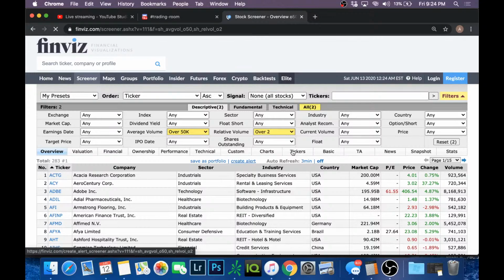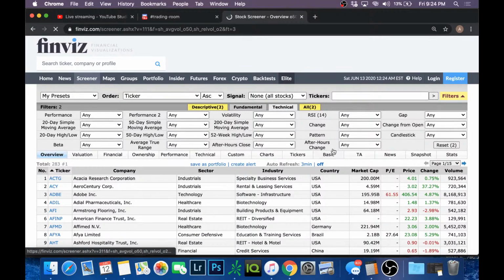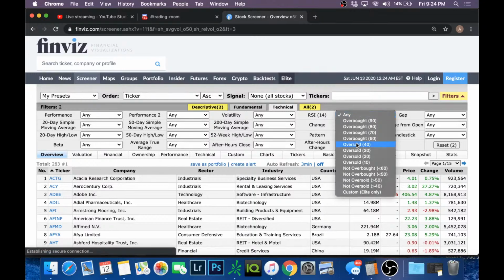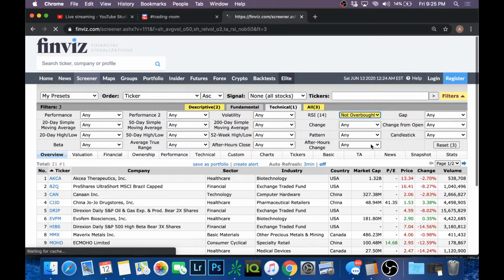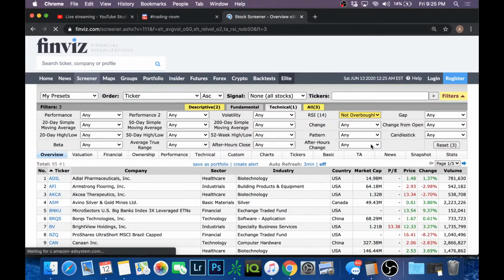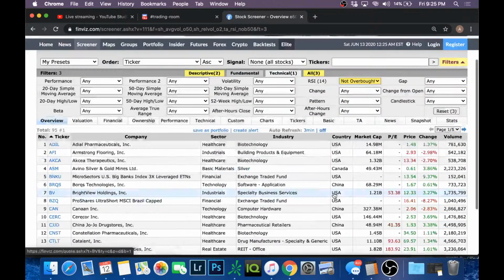And then I'll go over to the technical. What I look for sometimes when I'm starting narrow is oversold. See what that gives me. That's pretty narrow, so I'm going to broaden it out and just do not overbought, so under 50 RSI. I'm sure a lot of you know what RSI is, but it's a measure of whether it's overbought or oversold. It's on a scale of 0 to 90, I think, and under 40 would be oversold and 70 overbought.